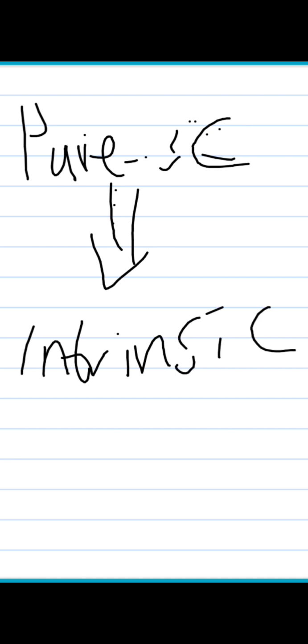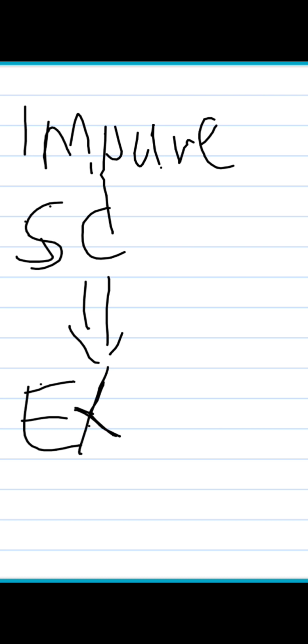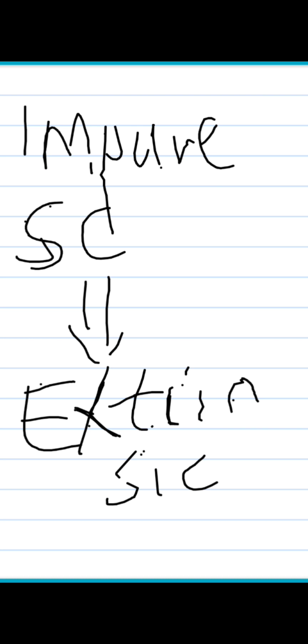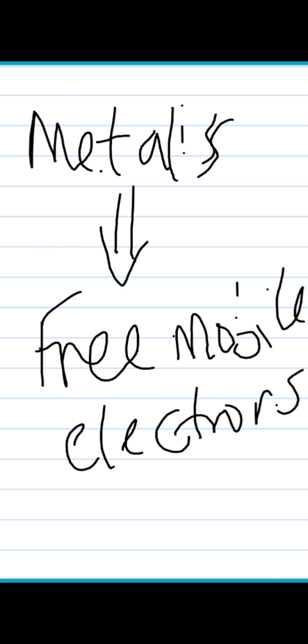If a pure semiconductor is called an intrinsic semiconductor, it simply means semiconductors which are not pure will be called extrinsic semiconductors. So impure semiconductors are called extrinsic semiconductors. Naturally, the pure semiconductors are intrinsic semiconductors.